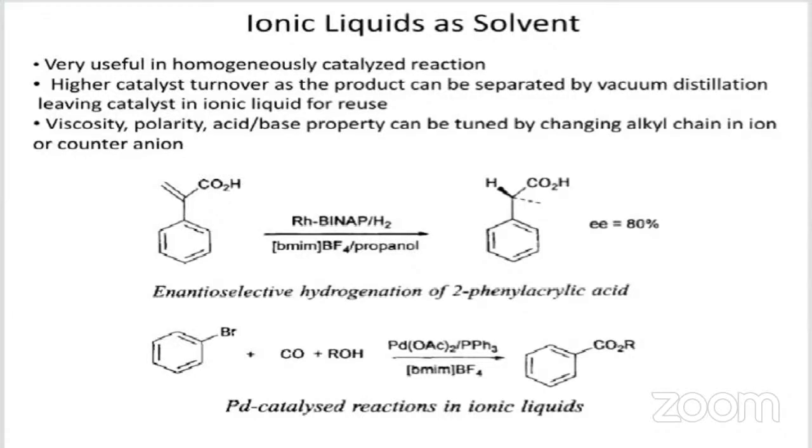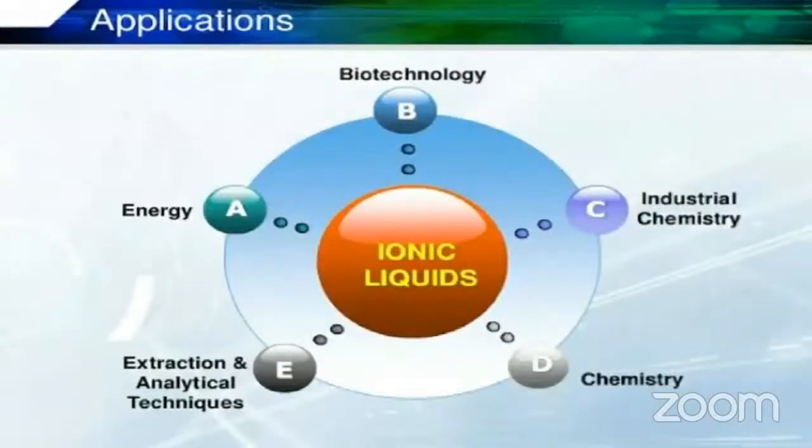In presence of this ionic liquid, BMIM-BF4, the same ionic liquid, to form the product R-alkylated benzoic acid. Hence, in both homogeneously catalyzed reactions, the ionic liquid acts as a solvent. Now, applications. Ionic liquids are used in different fields like biotechnology, chemistry, extraction, analytical technique. Ionic liquids are used as lubricants, fuel additives, in biocatalysis, organic reactions, thermal fluid, fuel cells, sensors, etc.